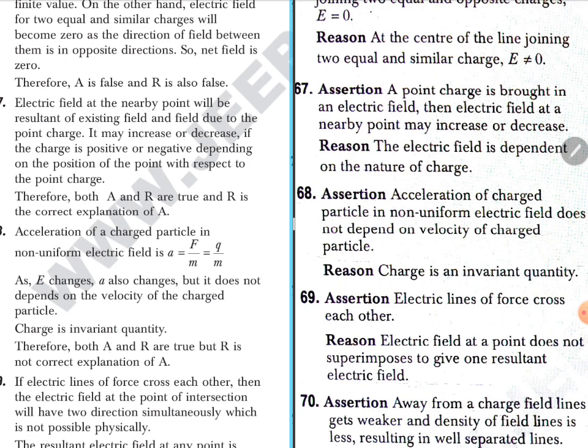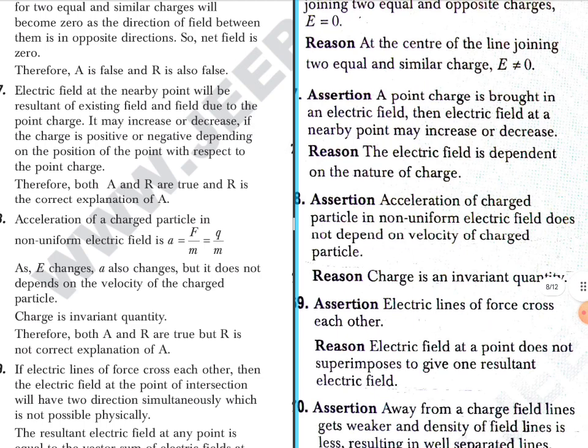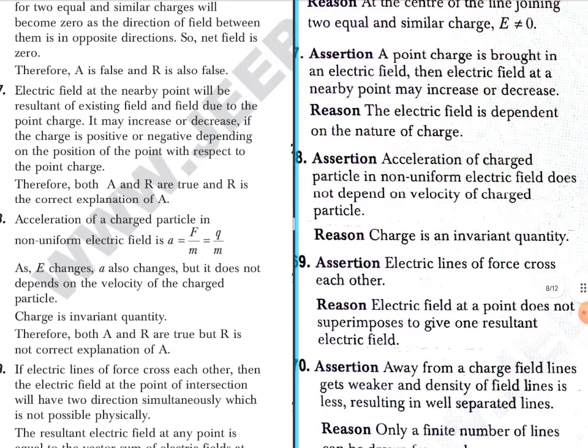What is it? Acceleration of the charged particle in a non-uniform electric field does not depend on the velocity of the charged particle. It only depends on the charge by mass ratio. Therefore, both A and R are true, but R is not the correct explanation. What is R? Charge is an invariant quantity. It's not going to vary, it's going to be a constant.